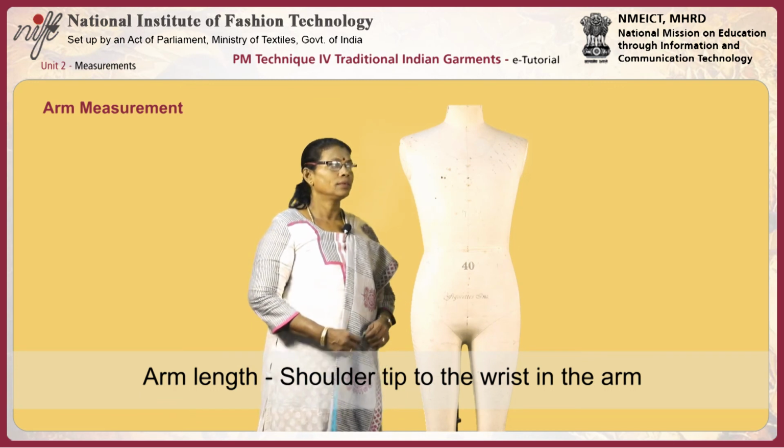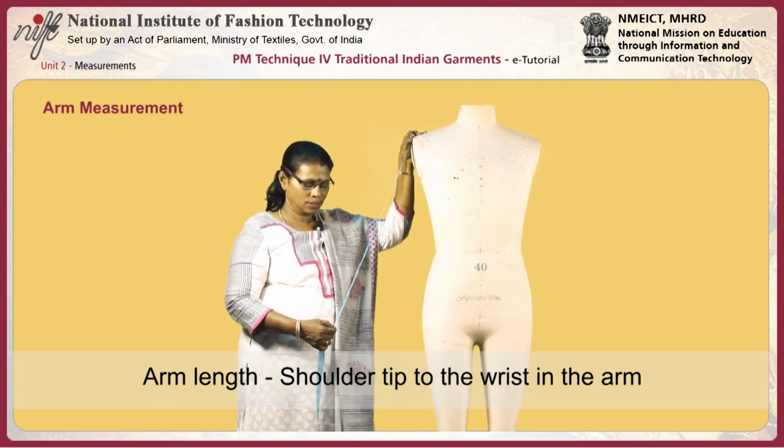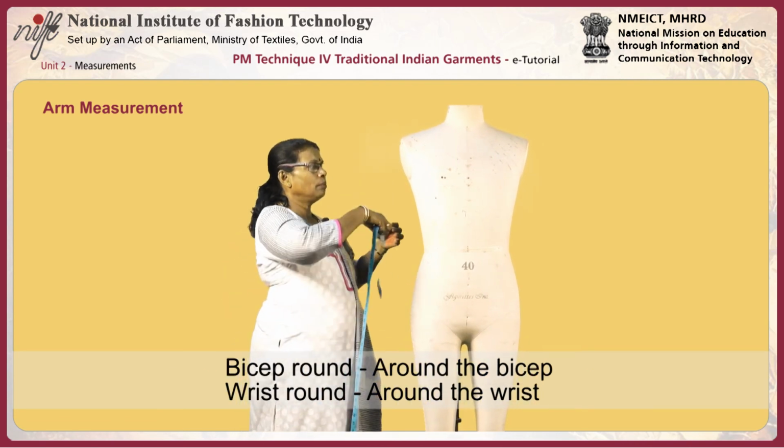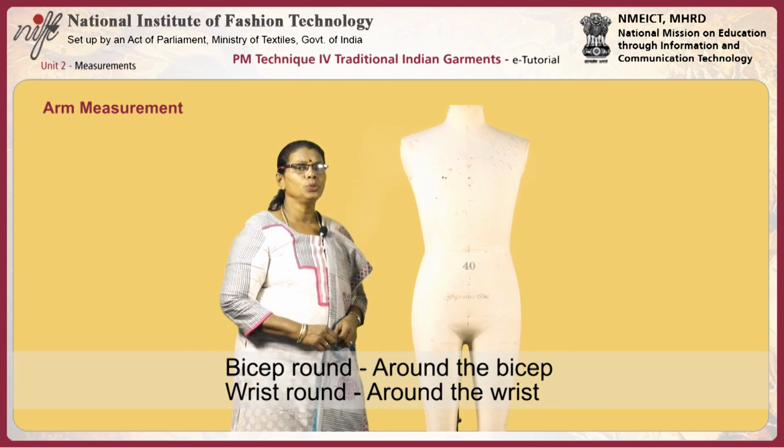Arm length must be from the shoulder tip to the wrist in the arm, and then the bicep circumference and the wrist circumference. These two circumference measurements must be taken from the arm.